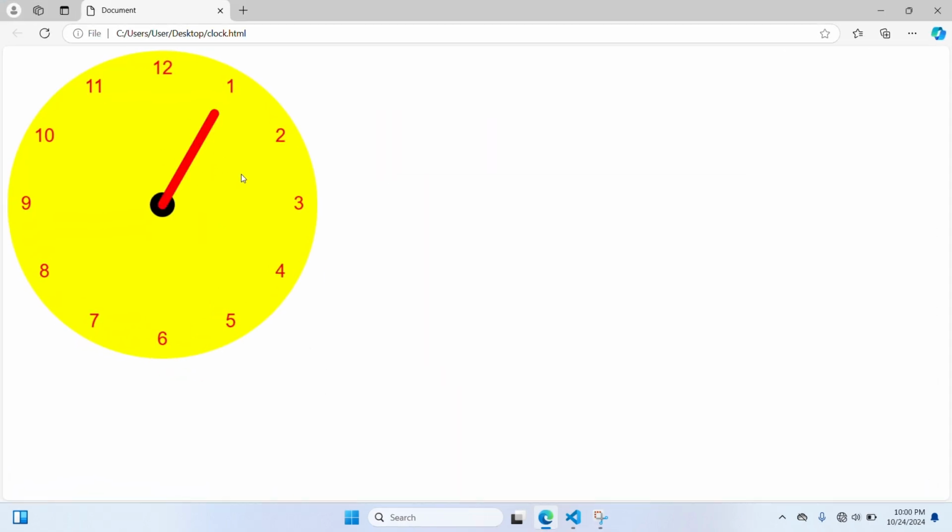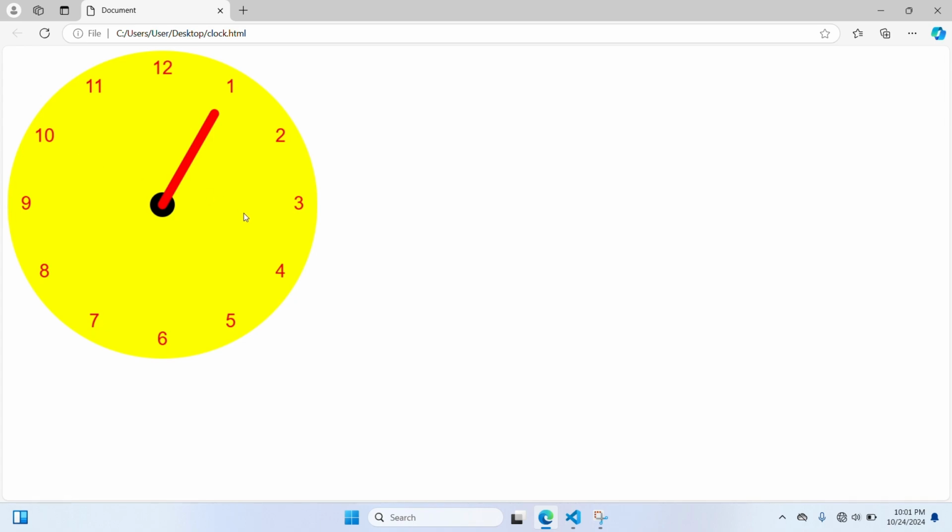You can see the hour hand, but this hour hand will not show the right time. You can see the current time is 10 p.m. but our hour hand is pointing towards 1. To solve this problem, we need to rotate our hour hand by 90 degrees in the anti-clockwise direction.